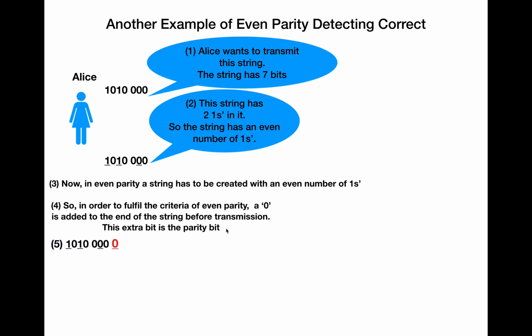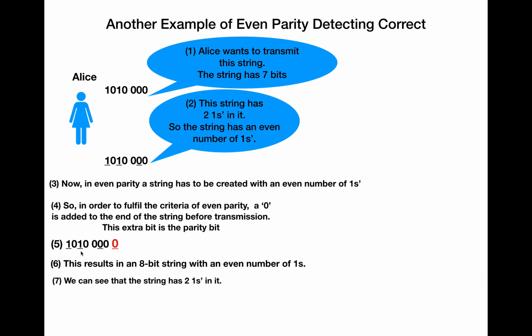So, to fulfill the criteria of even parity, a 0 is added to the end of the string before transmission, and this extra bit is the parity bit. So, as a result of this 0 being added, we get an 8-bit string, 1, 2, 3, 4, 5, 6, 7, 8, which has an even number of ones. So we see the string has 2 ones in it. And then this 8-bit string, which includes the extra parity bit, is passed to Bob.